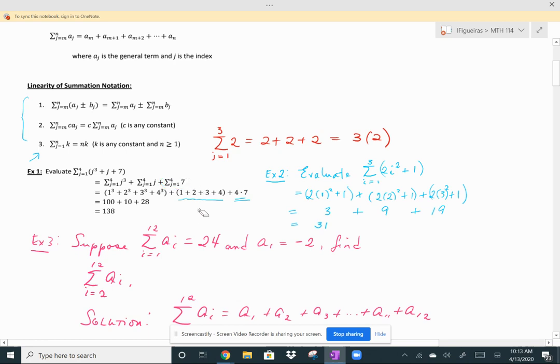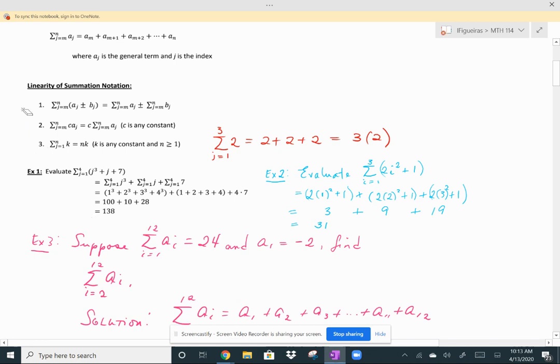Okay, so in the next line, we just have to add all these numbers and multiply the 4 and the 7. So the first summation is 100. The second one is 10. And then 4 times 7 is 28. When you add those all together, the original summation has a value of 138. Okay, now let's look at the right.